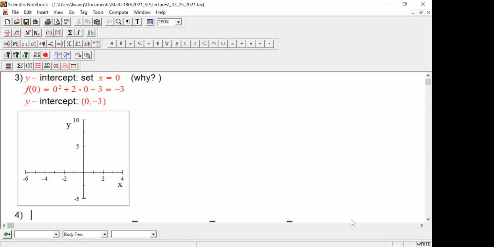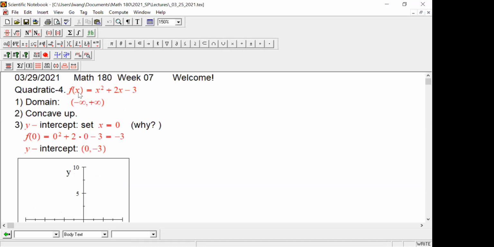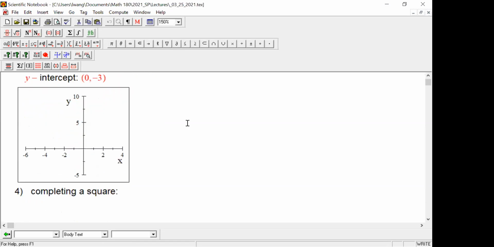Completing the square. We already did it, didn't we? Yes, we did. What did we get? Can you repeat those steps?